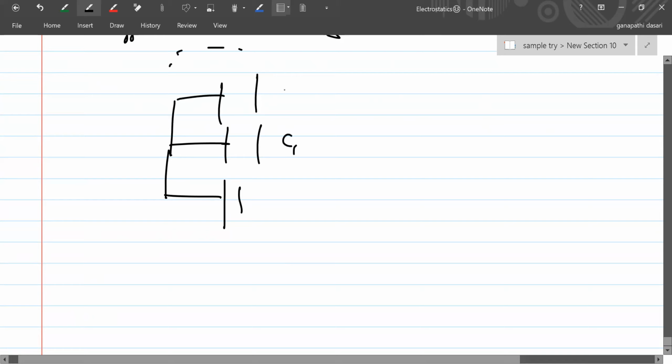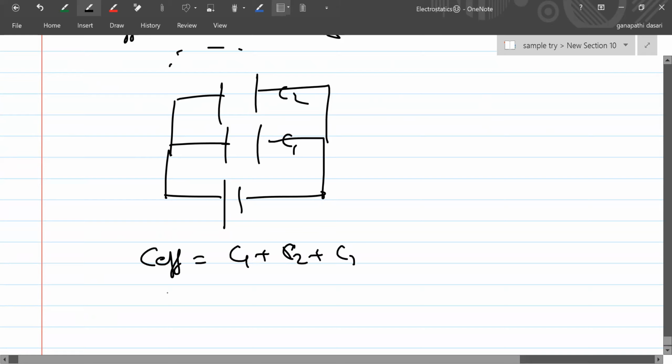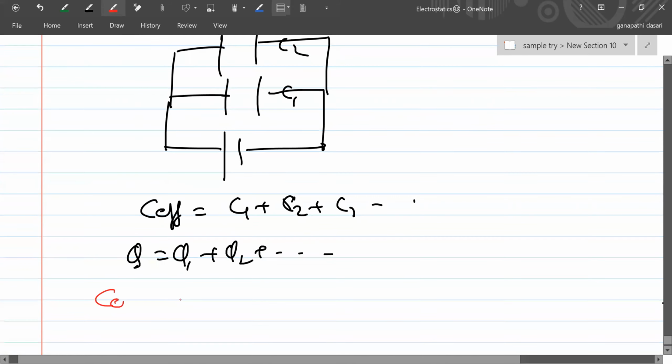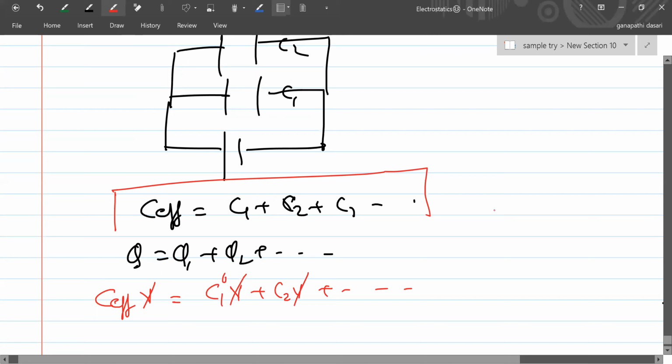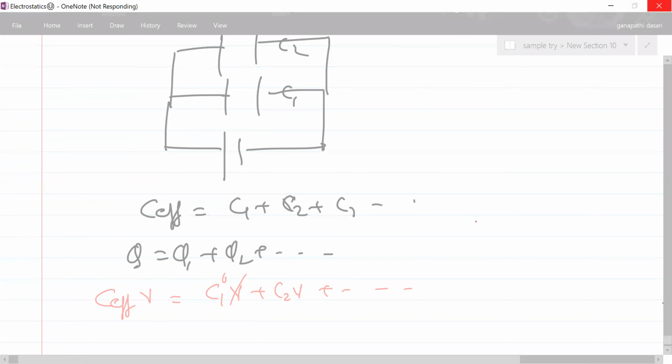Similarly, for parallel connection of capacitors, C1, C2, and so on, C effective will be equal to C1 plus C2 plus C3, because potential will be the same for all of them. In series, charge will be the same. In parallel, potential will be the same. The charge will be equal to Q1 plus Q2 plus so on. So C effective into V is equal to C1 V plus C2 V plus so on. V gets cancelled. So C is equal to C1 plus C2 plus C3 and so on will be the effective capacitance for the parallel connection.